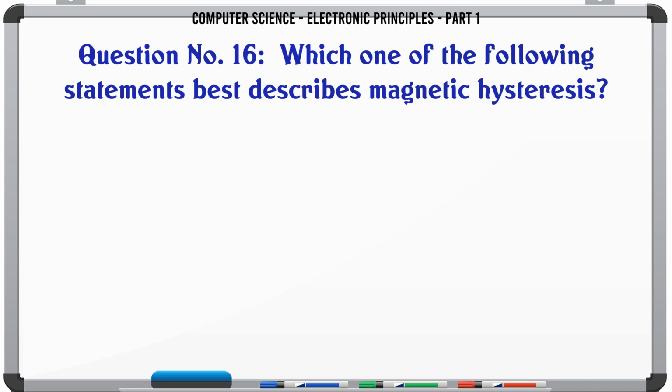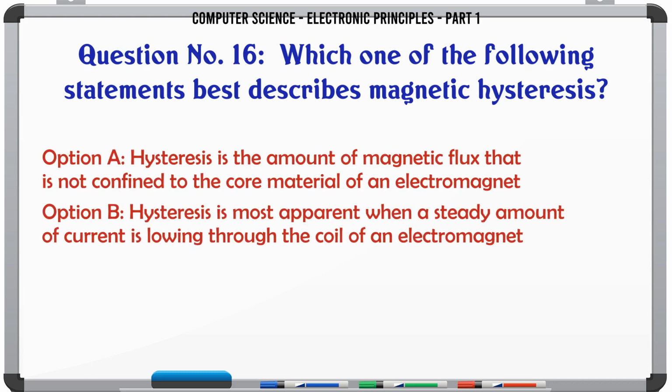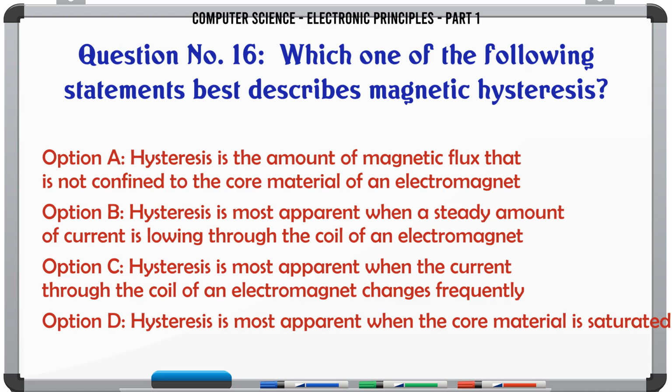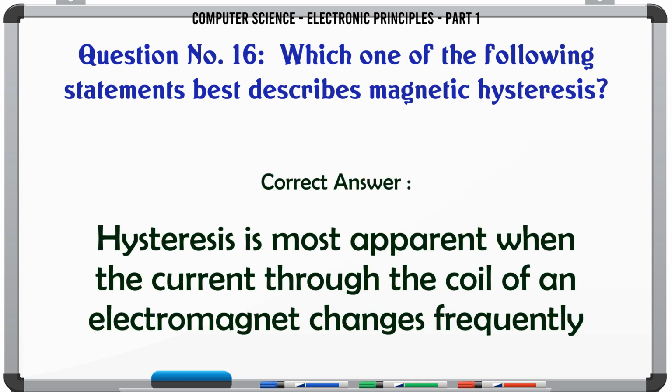Which one of the following statements best describes magnetic hysteresis? A. Hysteresis is the amount of magnetic flux that is not confined to the core material of an electromagnet. B. Hysteresis is most apparent when a steady amount of current is flowing through the coil of an electromagnet. C. Hysteresis is most apparent when the current through the coil of an electromagnet changes frequently. D. Hysteresis is most apparent when the core material is saturated. The correct answer is hysteresis is most apparent when the current through the coil of an electromagnet changes frequently.